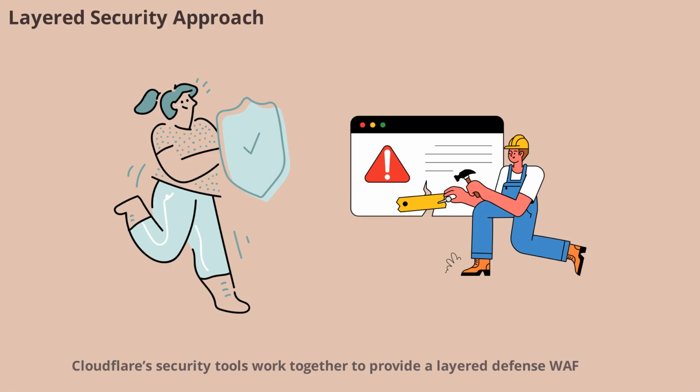Cloudflare's security tools work together to provide a layered defense. WAF, DDoS protection, API Shield, and Page Shield each address different threats. By combining these solutions, you create a robust security posture that protects your app from all angles.